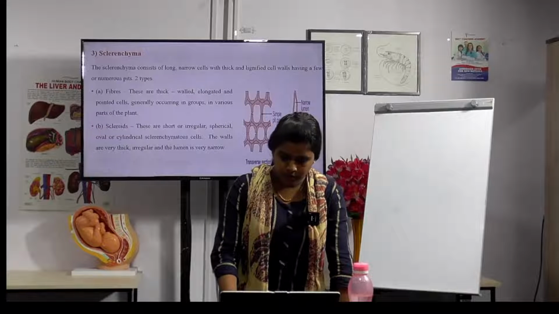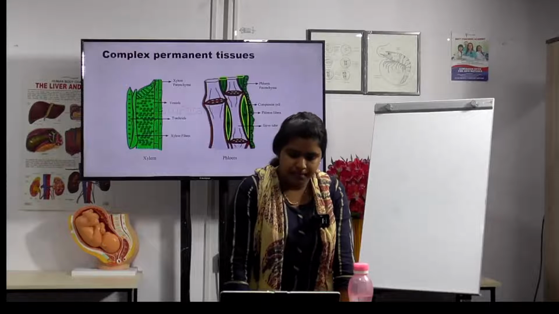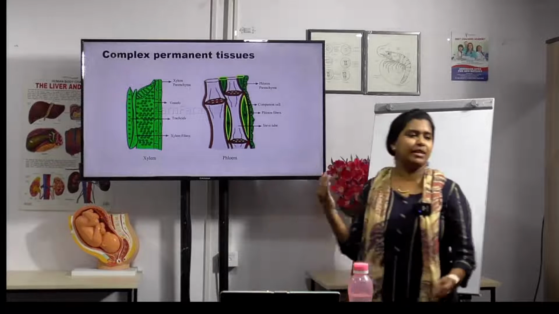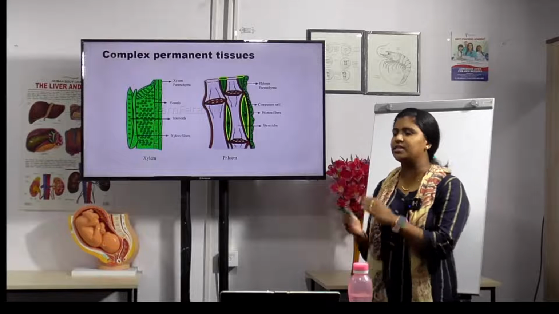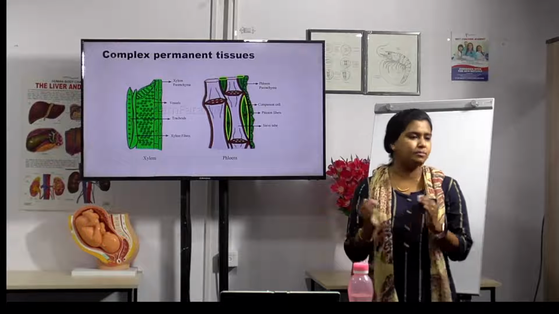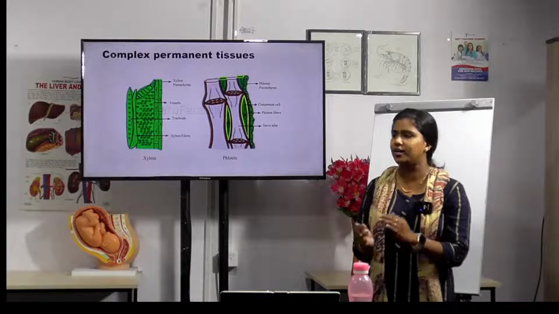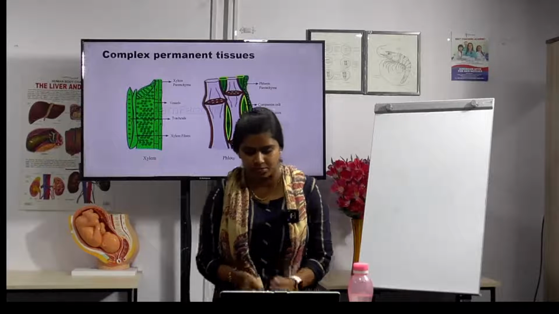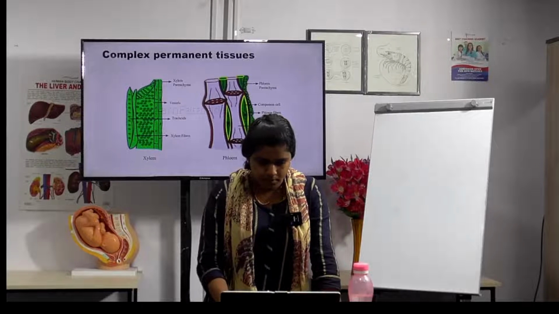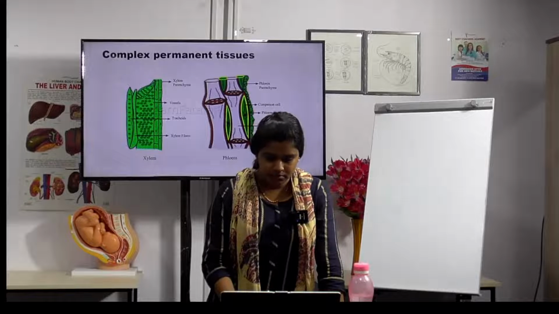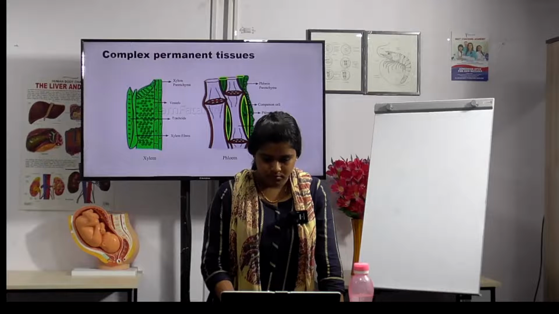Okay, now we have seen simple permanent tissue. This is complex. Complex means not simple structure and simple function. Here a group of cells and another group of cells combine and have a common function and origin. So there will be one or more types of cells together, known as complex tissue, which comprises xylem and phloem. What did I say about xylem? Transport of water. Okay, phloem.